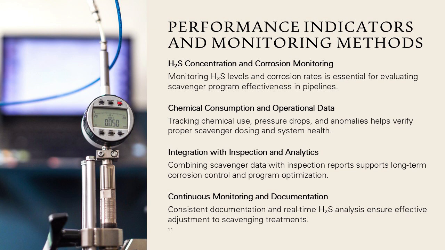Key performance indicators include H₂S concentration reduction in gas or liquid streams, corrosion rate measurements obtained from corrosion coupons or electrical resistance probes, and iron content analysis in produced water as a proxy for ongoing metal loss. Engineers also evaluate chemical consumption trends, pressure drop changes, and operational anomalies to verify that scavenger dosing aligns with field conditions. Sampling frequency depends on system criticality, with high-risk pipelines often requiring online monitoring using real-time H₂S analyzers.